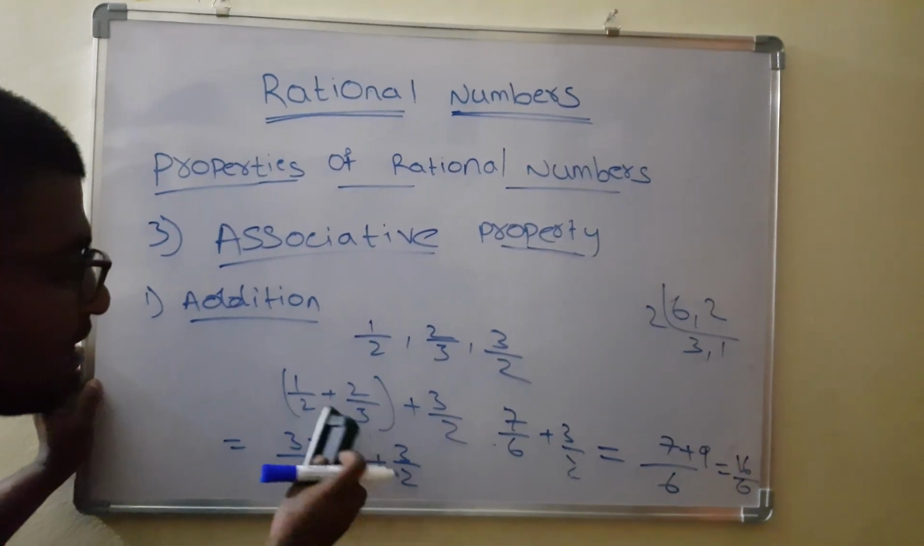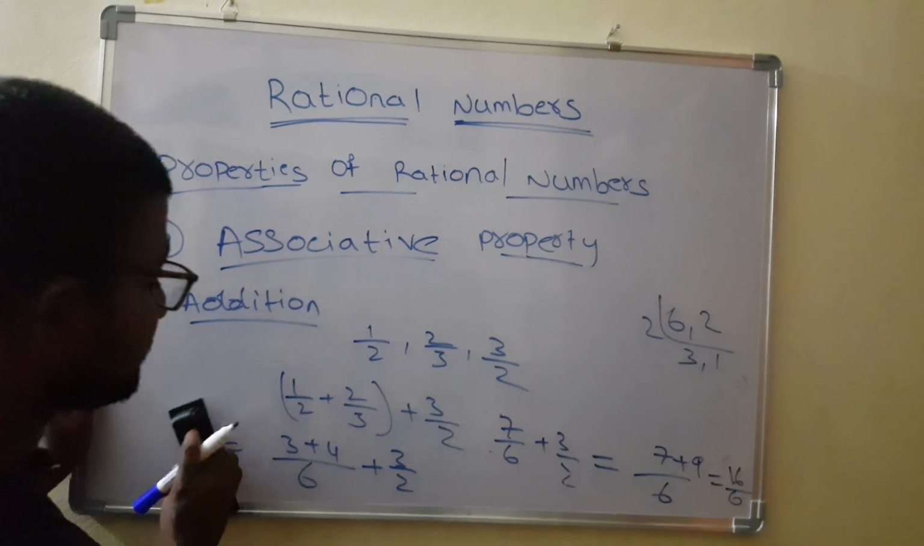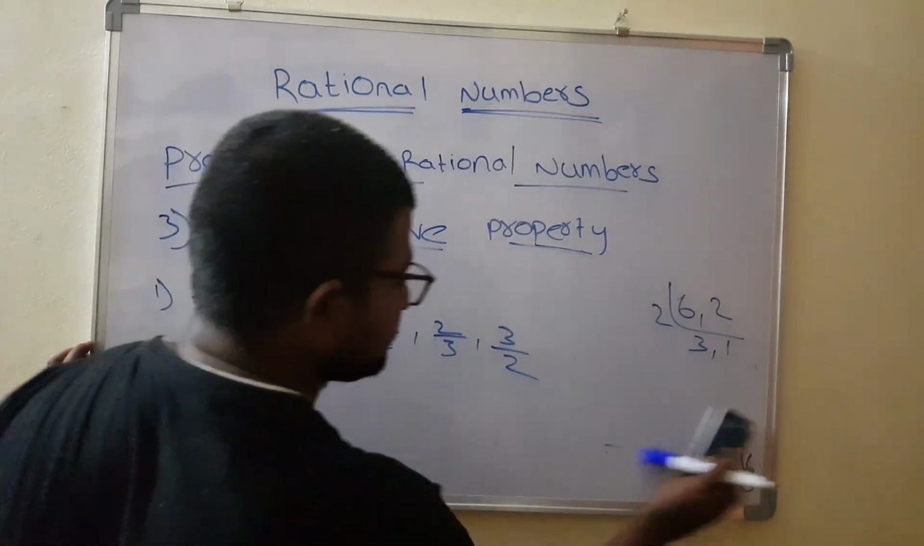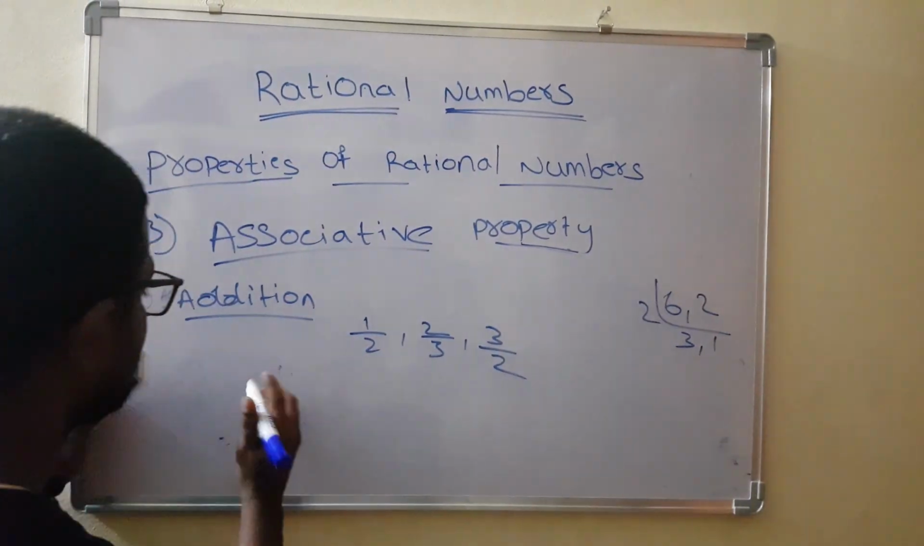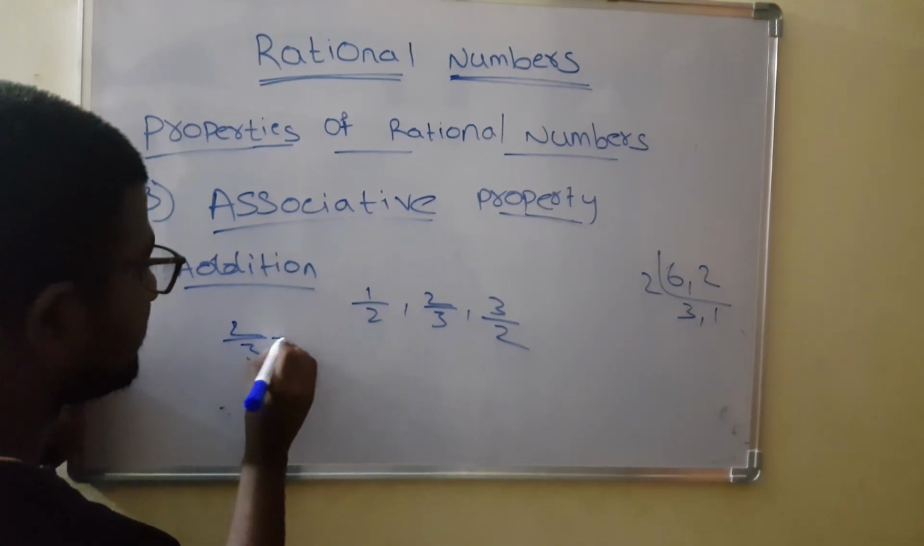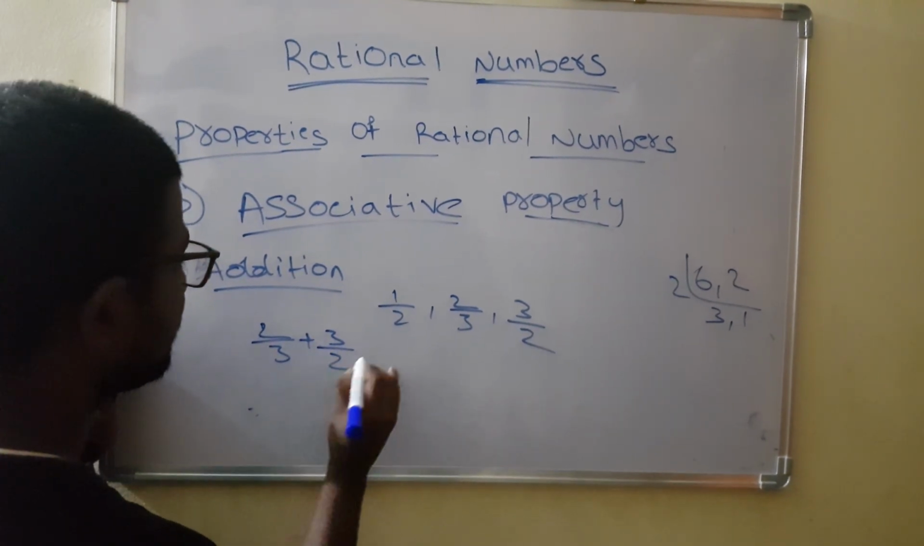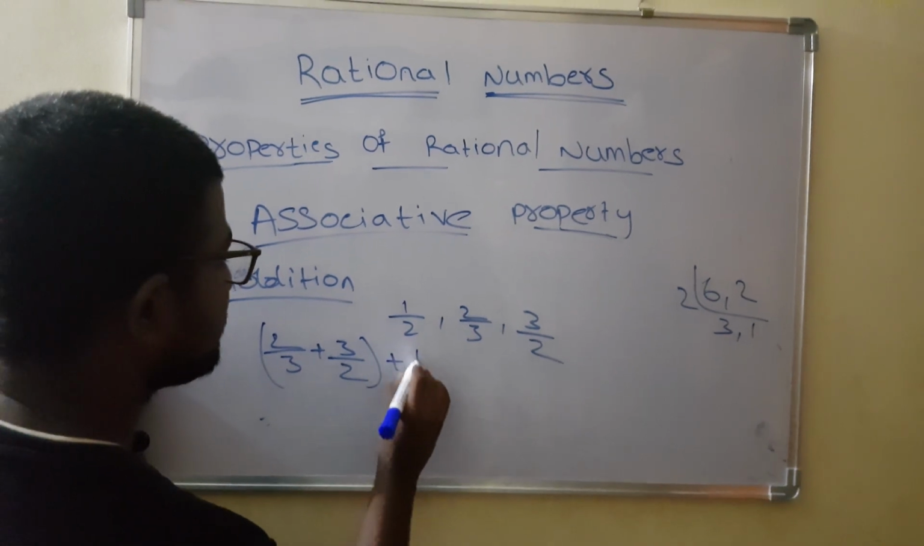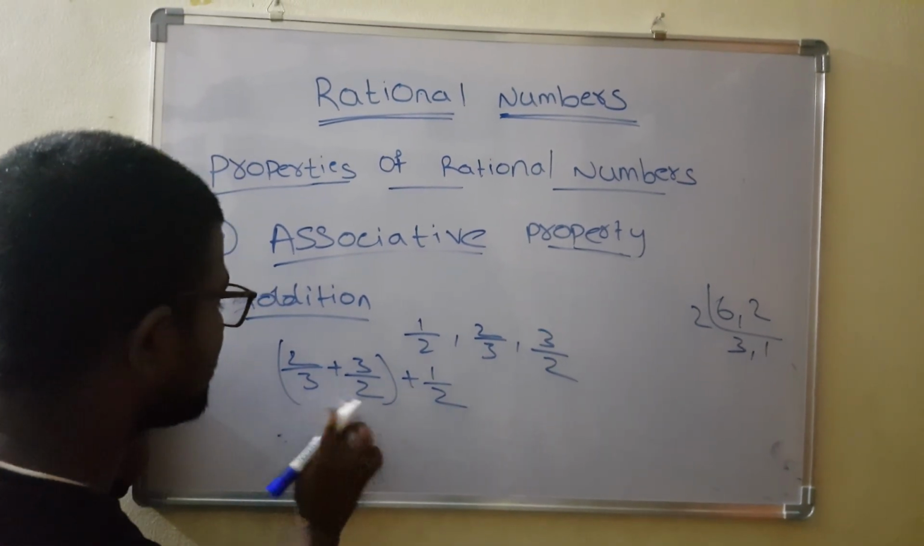Then, by changing the order of these numbers, that is 2 by 3 plus 3 by 2 plus 1 by 2. What is the LCM of these two numbers?